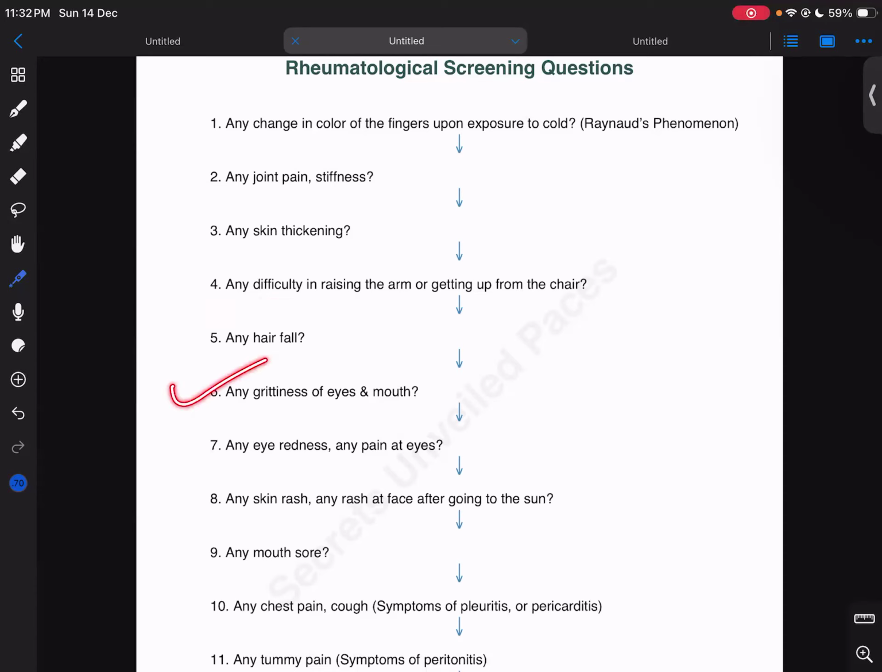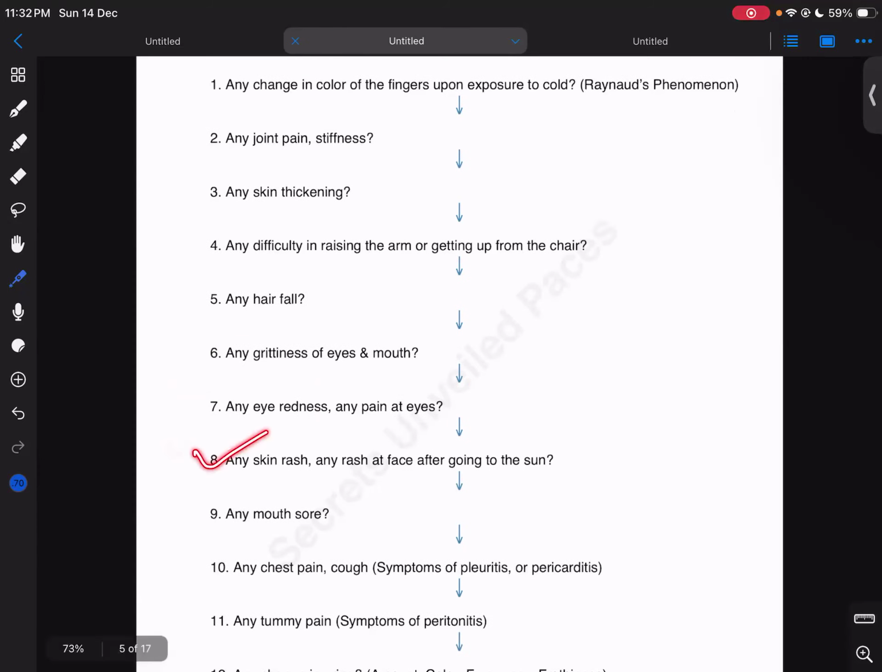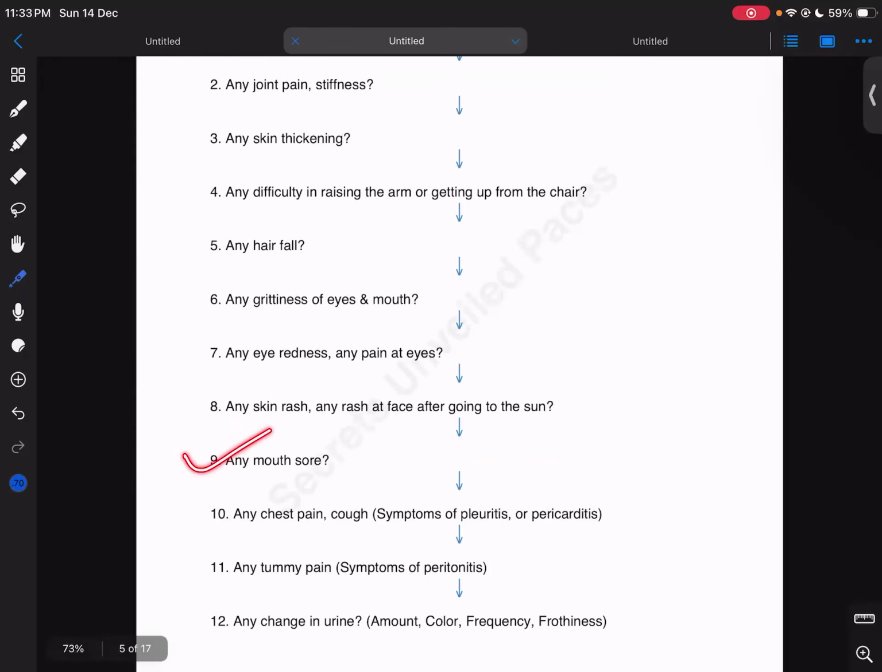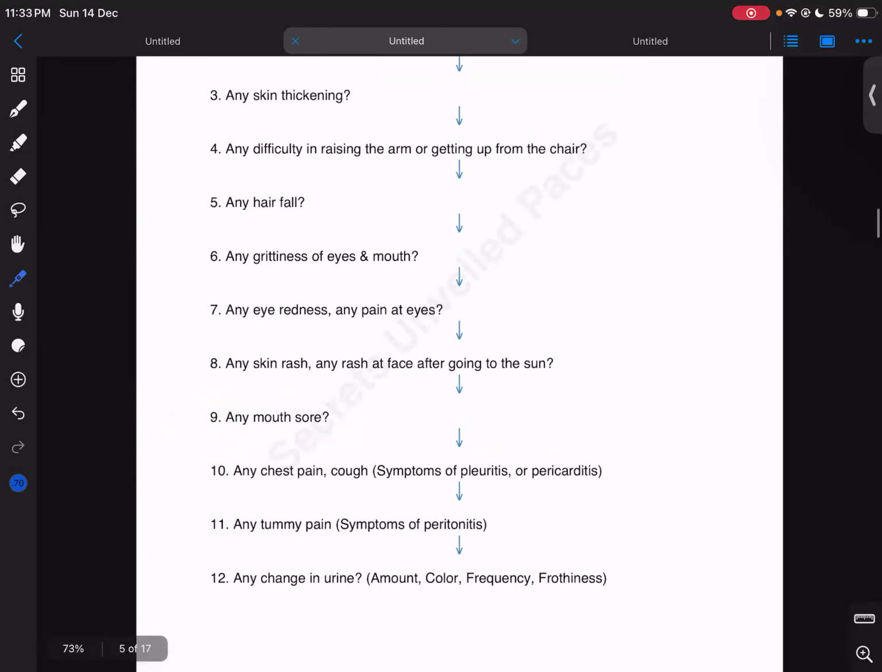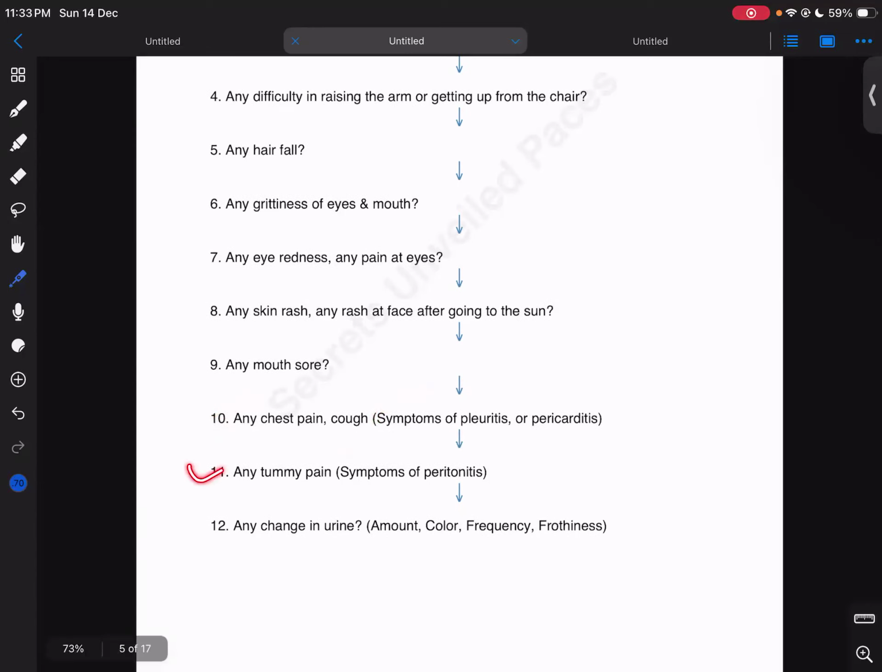Then any grittiness of the eyes and mouth for Sjogren syndrome. Any eye redness, any pain at eyes, ruling out uveitis. Any skin rash, any rash after going to the sun, that is SLE. Any mouth sore, that is SLE. Any chest pain and cough, because SLE patients can have pleuritis or pericarditis. So by asking this question, we are ruling out pleuritis and pericarditis. Then any tummy pain, ruling out peritonitis.